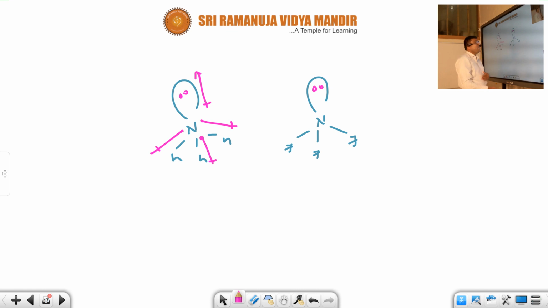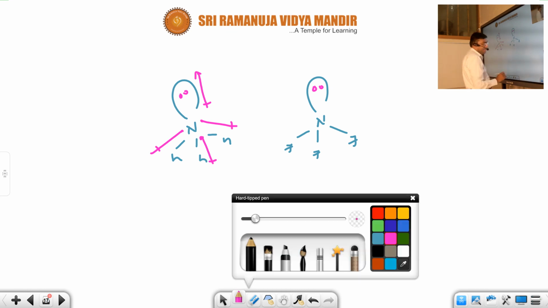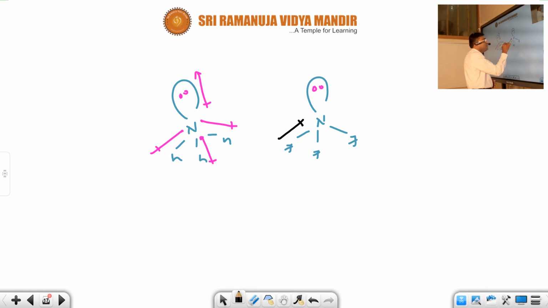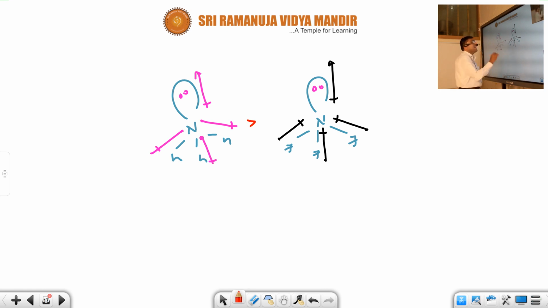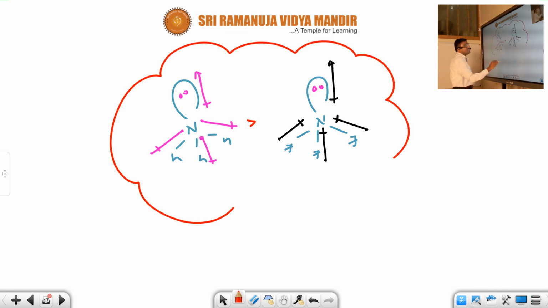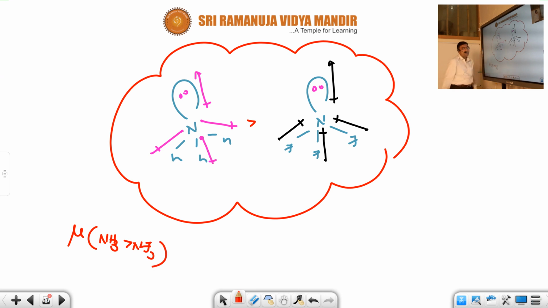Agreed or not? Now, nitrogen and fluorine. Nitrogen and fluorine bond moment will be towards the fluorine side. Here, towards the lone pair. Here, the bond moments get cancelled. Naturally, ammonia is greater than NF3. This question has been asked many times in competitive examinations. So, the dipole moment of NH3 is greater than NF3. Very, very important. I hope you understood.